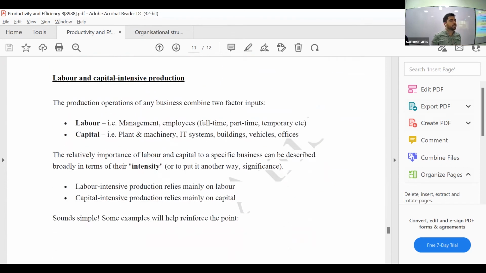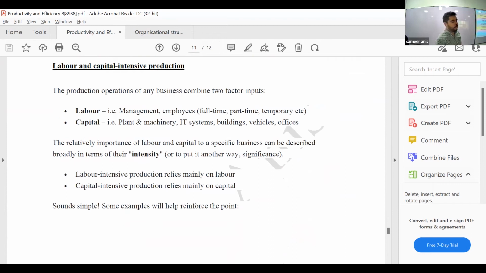Now, guys, let's move on to labor and capital intensive production. Labor intensive and capital intensive, let's have a look at it. Something you all have done for O-levels. What's labor intensive? Azad, do you remember? What is it? Invest more in labor, okay.